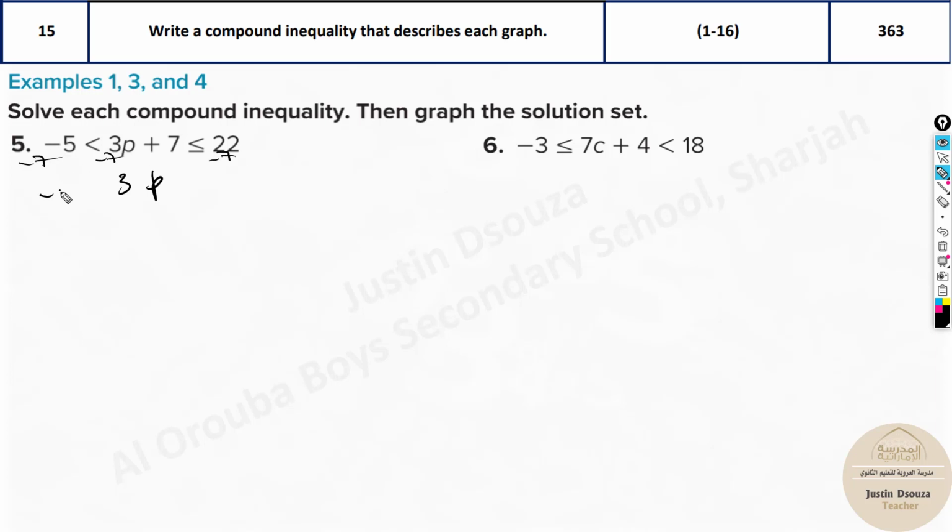Minus 5 minus 7 will be minus 12, which is less than 3p only, because the minus 7 and this cancel. Less than or equal to minus 7, and 22 will be positive 15. So it will be 15. Now I need this 3 to be gone, so divide by 3, divided by 3, divided by 3. The 3s cancel. You're remaining with p is less than or equal to 5, less than minus 4.